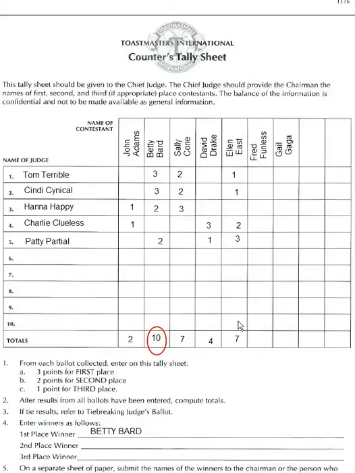After recording all the judges' votes, we tally the scores in the totals area. Here we have a clear winner. Betty Bard scored 10 points with no tie. She is the first place winner.